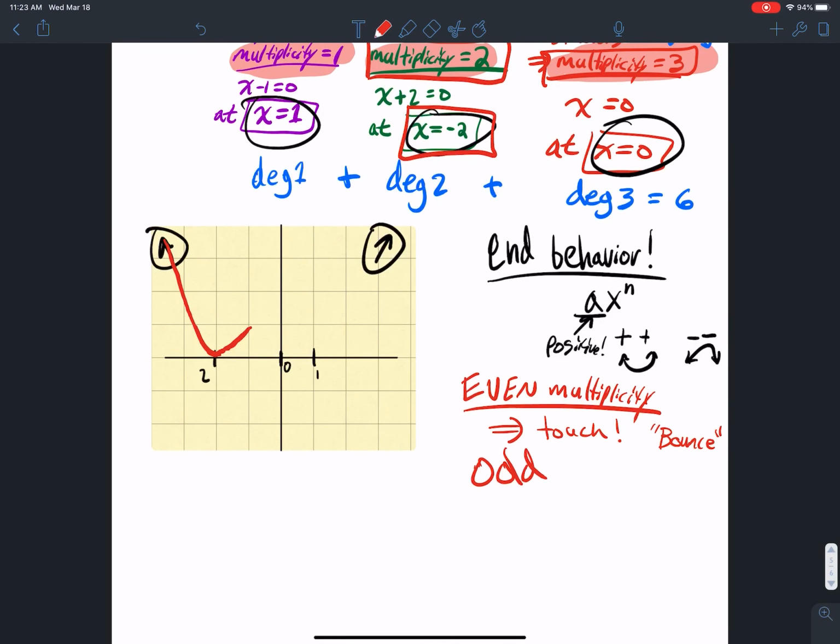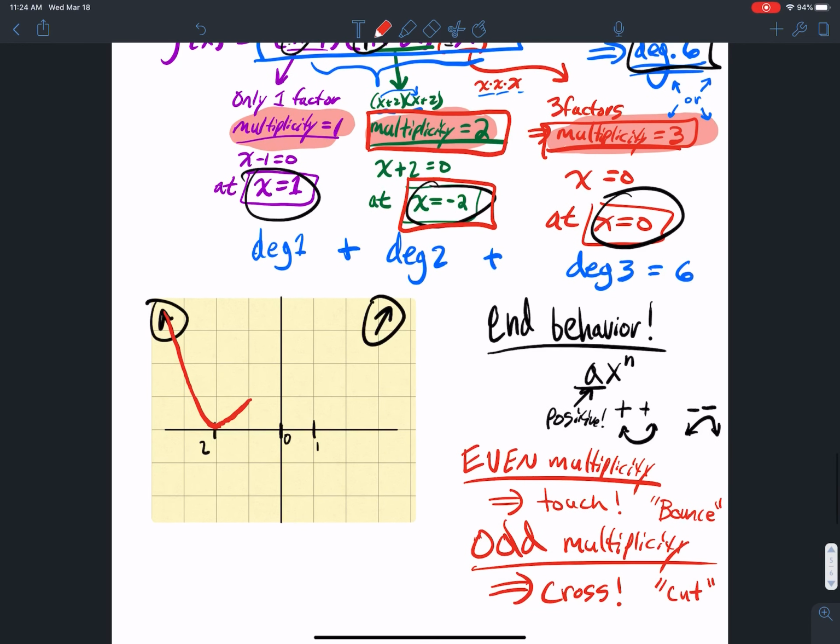Odd multiplicity, we cross. We cut through the axis. So at x equal to 0, my multiplicity is 3, so that's odd. So I'm going to cut through the axis. But the thing is, I'm going to cut through the axis kind of at a little bend. Okay, I'm going to cut through at a little bend here.